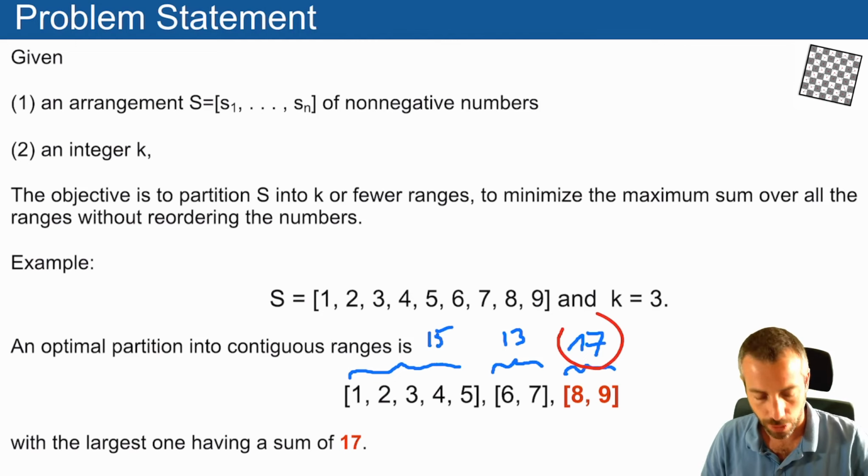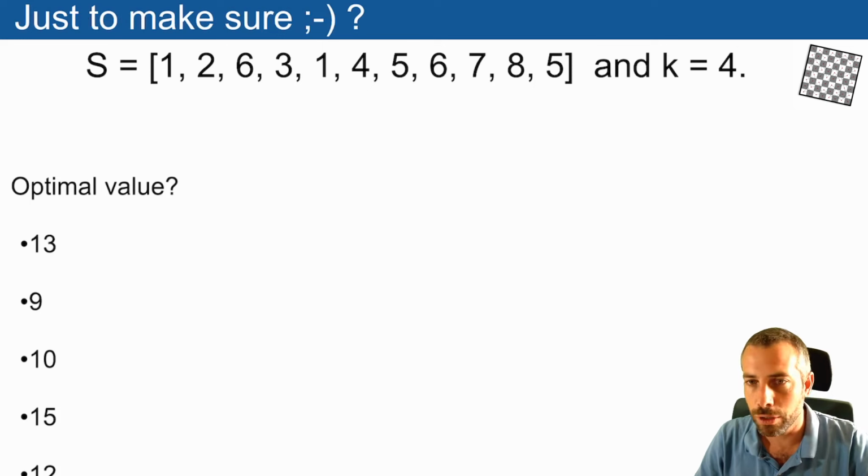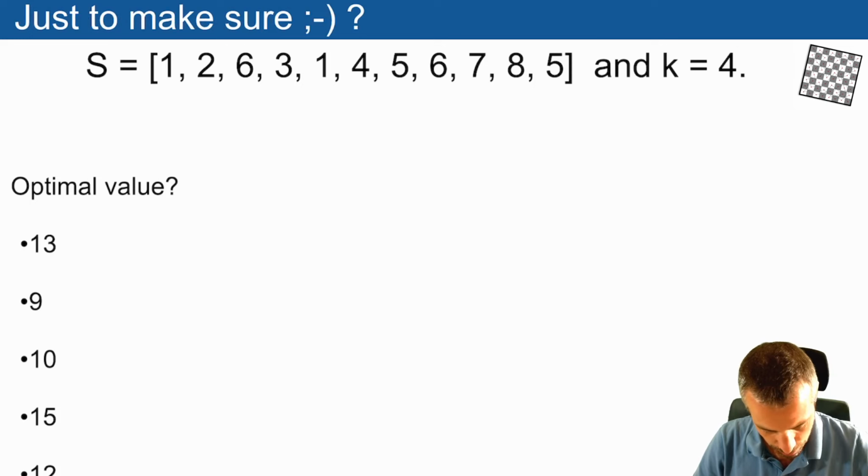Just to make sure that everybody gets it right, this is another example, another sequence a little bit larger, and you are given k equal to 4. So put the video on pause and try to solve it, and then I will explain to you what the optimal solution is. The optimal solution is 13 here.